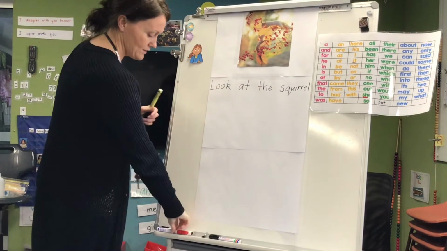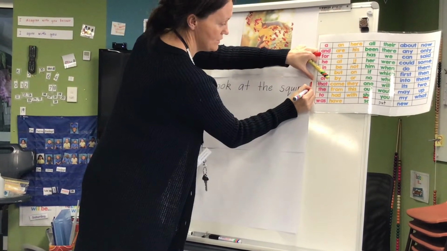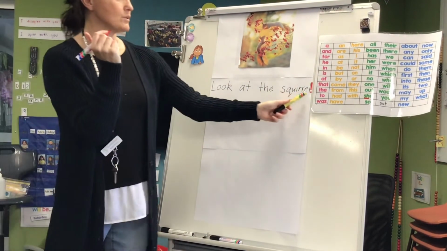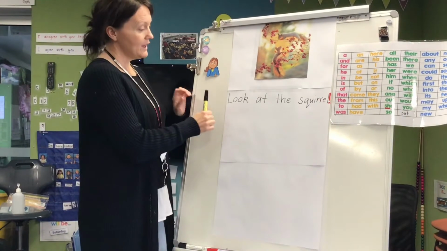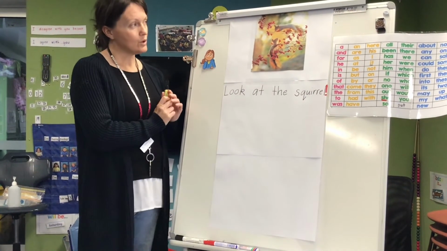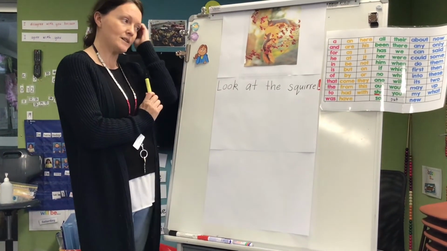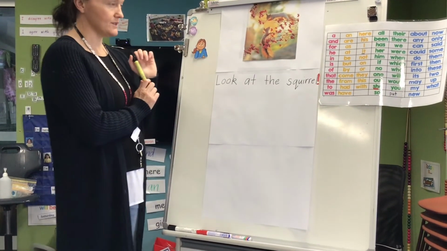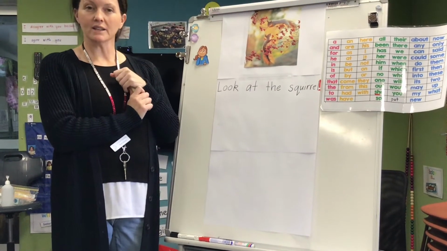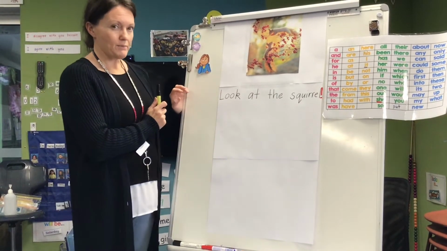Now I'm just going to change and add some punctuation to my writing, and I'm going to use a different colour because it almost doesn't fit. Look at the squirrel. So now I'm going to write what it's doing. It is putting all the nuts it has found in its mouth. So I'm going to start with that idea. I'm just going to start with that part.